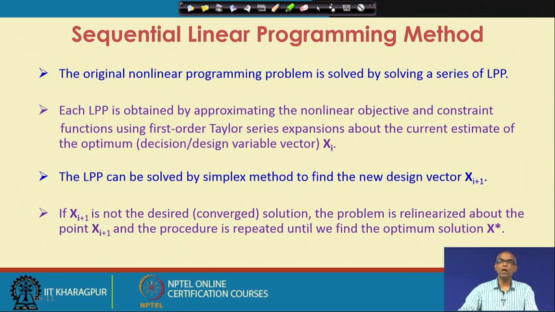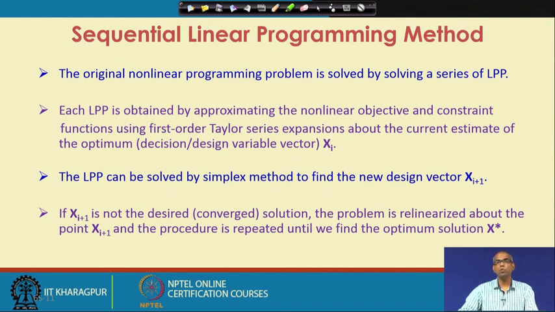So, first thing that we ask is how do I get this linear programming problem from a general nonlinear programming problem. So, what we do is each linear programming problem is obtained by approximating the nonlinear objective function and the nonlinear constraint functions using first order Taylor series expansion, and we perform the first order Taylor series expansion around the current estimate of the optimum. Let us say the current estimate is x i. So, perform Taylor series expansion of the objective function as well as constraint functions around x i.